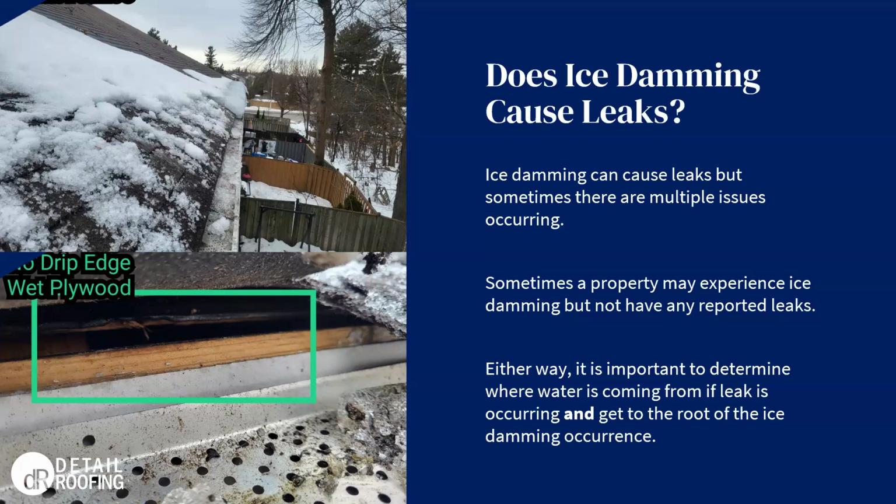Now, something to keep in mind is that you can also have ice damming occurring and have leaks coming from other roof deficiencies that are not right where the ice is. It could be further up towards the peak of the roof from a number of different areas. But you could also have ice damming occurring and have no leaks or no reported leaks. Either way, whether there are leaks occurring or not, it's very important to determine where the water entry point is and also to determine the root cause of the ice damming occurrence so that that can also be corrected.